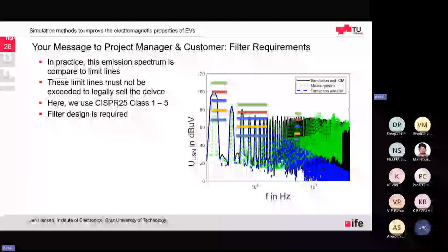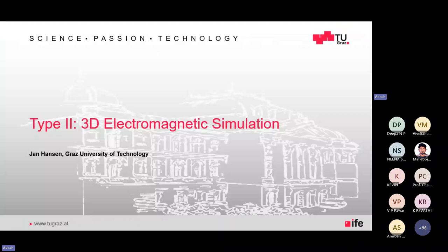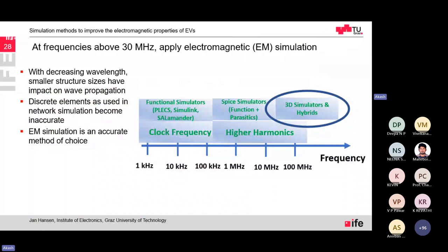This is the simple part of the simulation, just circuit. And you see at very low frequencies, if we have a good idea of what happens, this works pretty well. But in high frequencies, it doesn't work anymore, because you can imagine wavelengths get smaller and smaller, and describing all these effects by discrete elements doesn't work anymore. It gets harder and harder the higher the frequency gets.